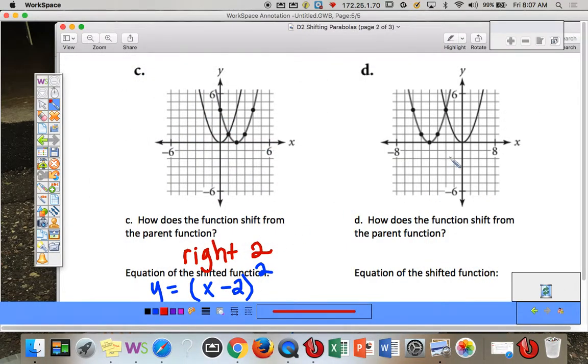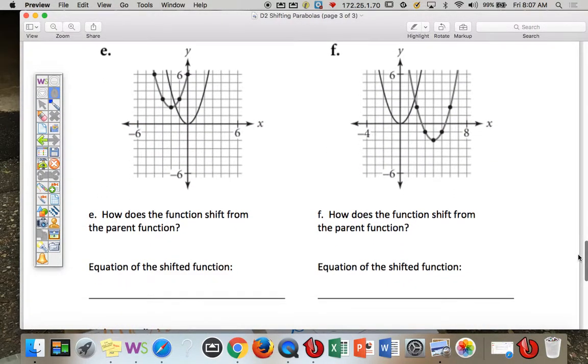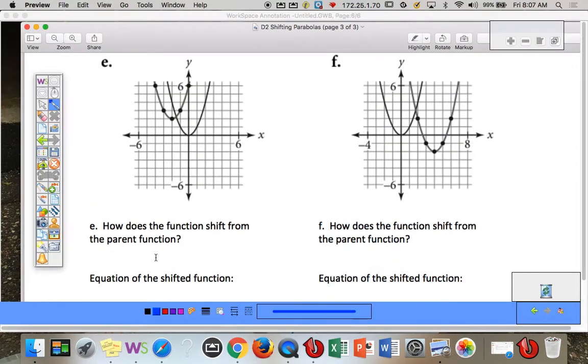The next one goes to the left 1, 2, 3, 4. So for the shifted function, that left to right was inside the parentheses, the squared's on the outside, and we have x plus 4. And we can check that and it will work. And the last two, this has a combination of moves here. So this one goes left 2, but it also goes up 2.